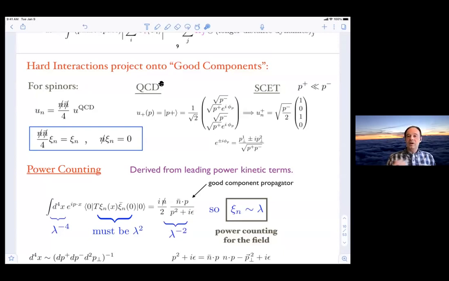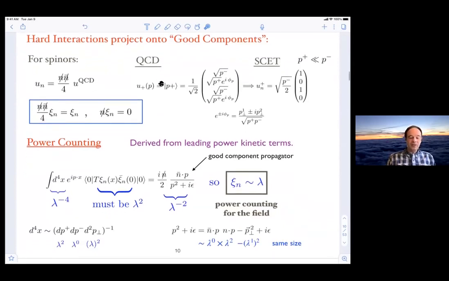The hard interactions, which set this minus momentum being much bigger than the plus momentum, define a frame for talking about the interaction between different collinear particles. Those hard interactions couple to the good components. That means there's a projection relation on the fermion fields in the hard operators. And it makes sense to talk about the fields of the good components as the field you want to describe in SCET, because it's the one that the hard interactions are coupling to.